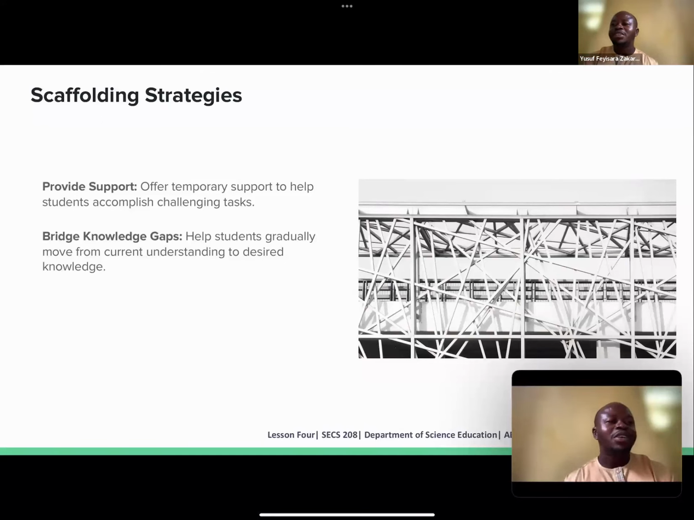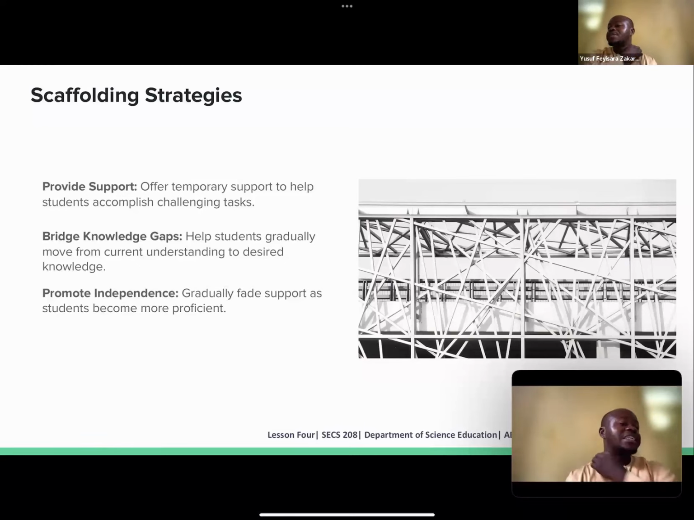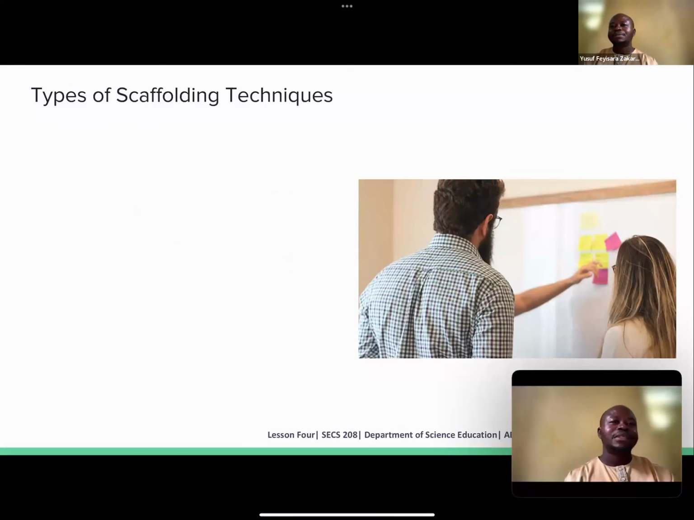But if the teacher supports the student and then comes in and encourages the student, saying, yes, you can do it, this is how you do it, this is the starting point, then you see that the student will pick up. So scaffolding actually helps to bridge the knowledge gap, and it promotes independence. By the time you provide the temporary support, you now withdraw your support, and you see the student doing the thing on their own. So this is very important in dealing with curriculum development.